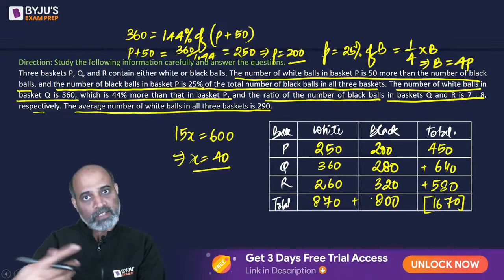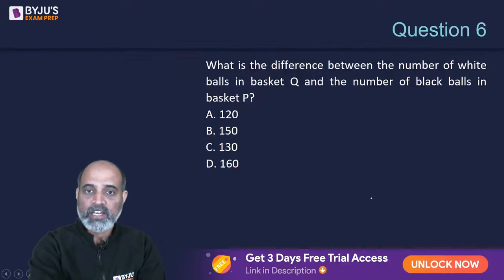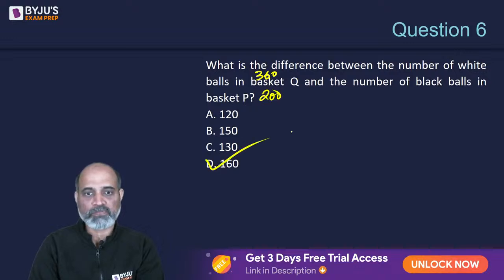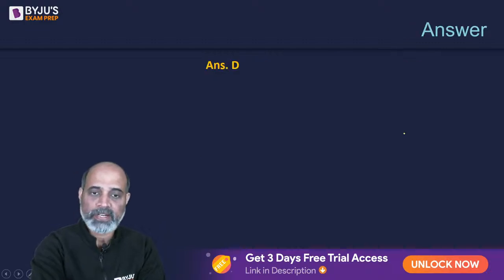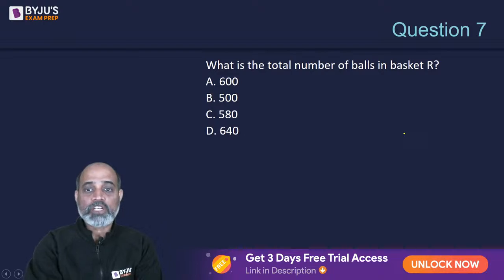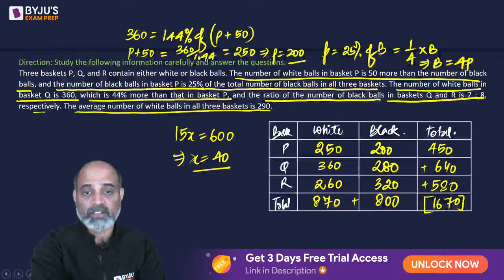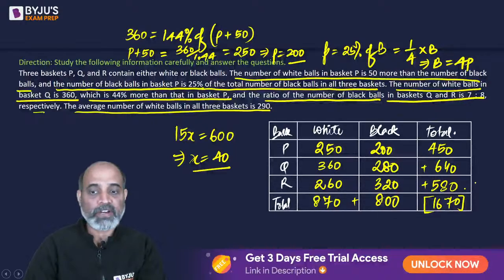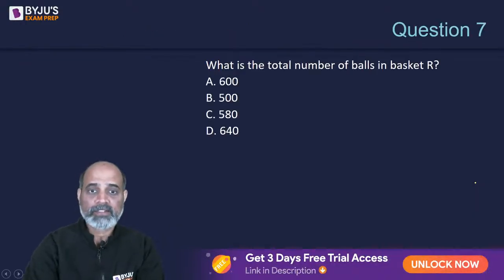Okay, once this is done, now we can solve the questions. What is the difference between the number of white balls in basket Q, which is 360, and the number of black balls in basket P, which is 200? So the difference between them is 160, 360 minus 200, right? Okay. What is the total number of balls in basket R? Total number of balls in basket R is 580, right? Option C.